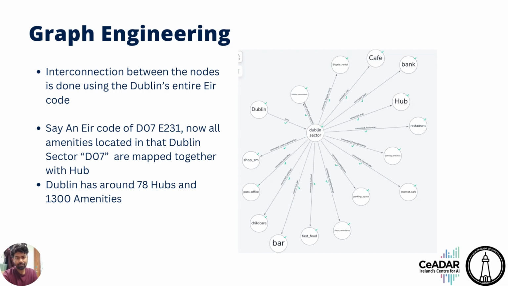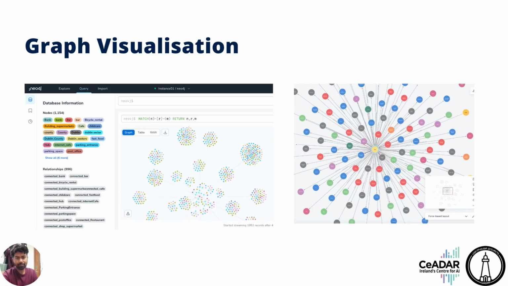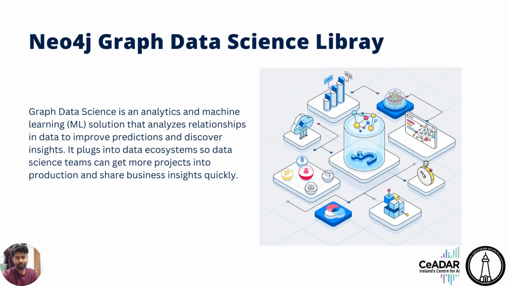We have mapped it together along with the specific set of hubs of that same region and the same set of amenities. Like this, we have grouped around 78 hubs and 1300 amenities. From this graph visualization, we can see that there are 1154 nodes which have all hubs and amenities connected using the Dublin zones and their individual air codes, and 996 relationships connecting the amenities.